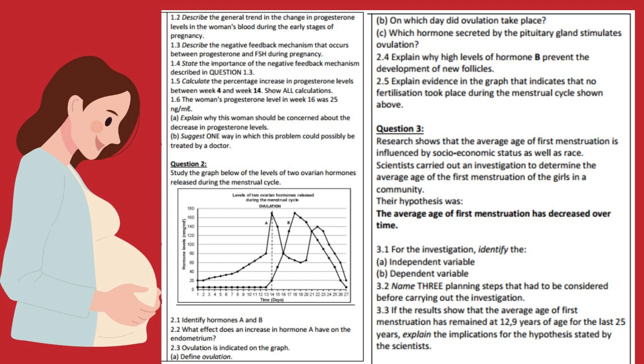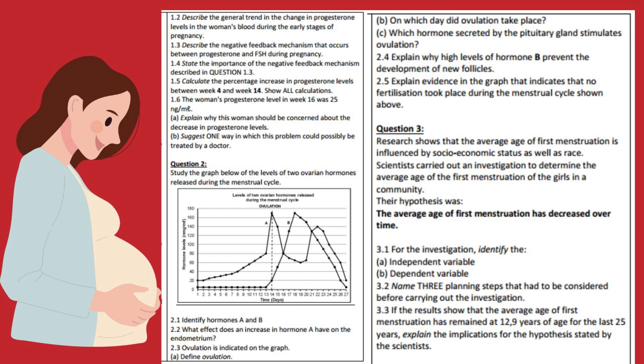1.5 Calculate the percentage increase in progesterone levels between week 4 and week 14. Show all calculations. 1.6 The woman's progesterone level in week 16 was 25 IU/mL. A. Explain why this woman should be concerned about the decrease in progesterone levels. B. Suggest one way in which this problem could possibly be treated by a doctor.